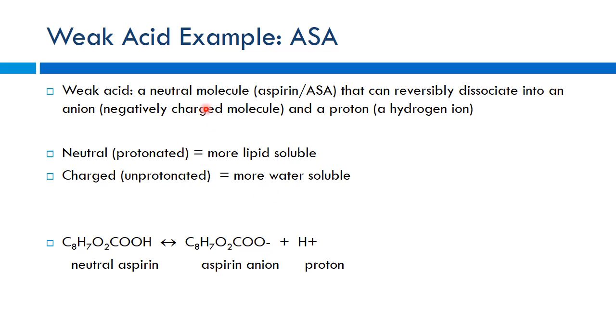So again, looking at aspirin as our example, as a weak acid it is going to be a neutral molecule when it's in that more protonated state, and that's the case where it's easier for it to be absorbed, in a more acidic medium. When it's in a charged or unprotonated state, it's going to be more water soluble, but not easily absorbed through places like the stomach or the small intestine. You can kind of see how that reaction goes between the two forms there.